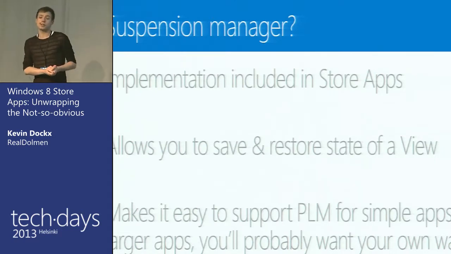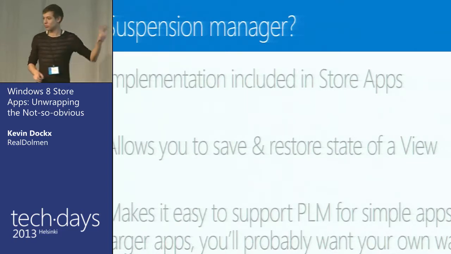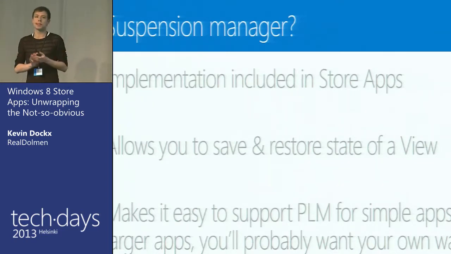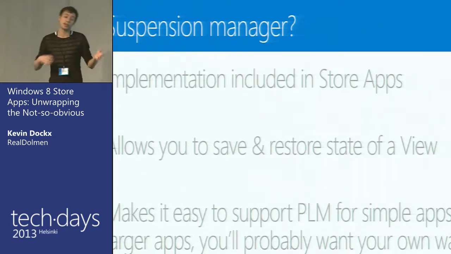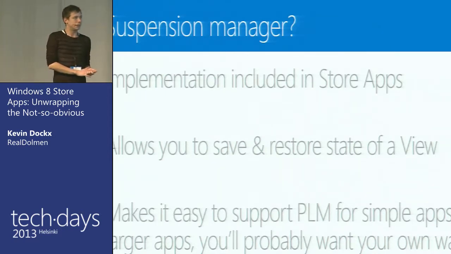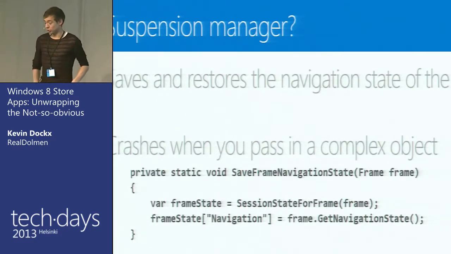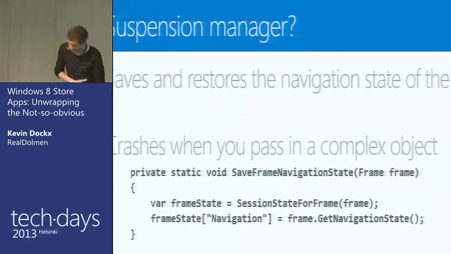So this suspension manager, built into Windows Store apps, by the way, is typically very good for simple apps, but you might notice that after a while, if you're building really complex apps, you might want to have your own component to handle this saving and restoring of state. For most apps, suspension manager will do. And well, then you run into a problem when you navigate to a page by passing in a complex parameter as an argument. So I'm going to show you first that it actually crashes.